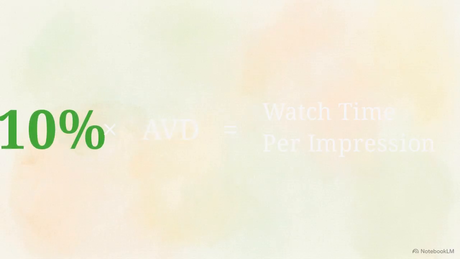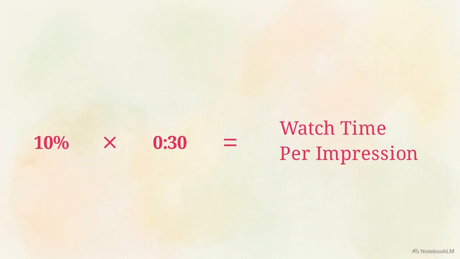This equation shows exactly how the system calculates that metric. It multiplies click-through rate by average view duration. If you pull a massive 10% CTR, but the viewer bails after 30 seconds, that high multiplier crashes. The final score plummets, burying the video.